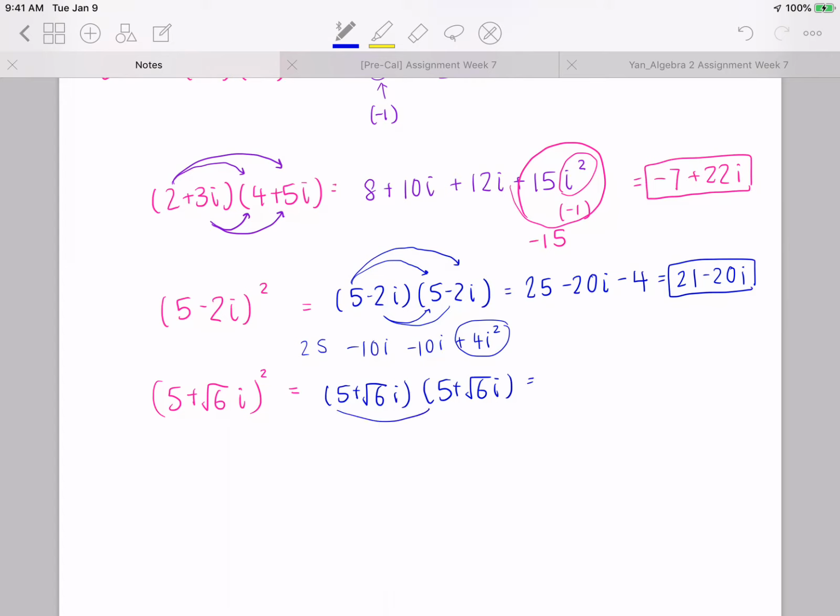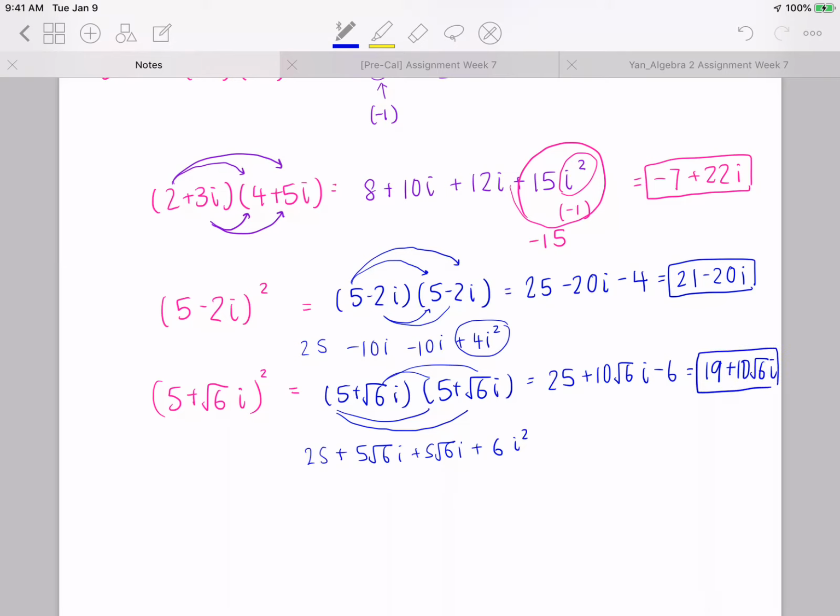Multiply first times first, we get 25. And if I multiply this one right here, we get 5 square root of 6i. And we have another 5 square root of 6i, plus the last one, square root of 6 times square root of 6 is just 6i squared. Okay, so we have 25 plus 10 square root of 6i minus 6. We get 19 plus 10 square root of 6i. The i stays outside of the root.